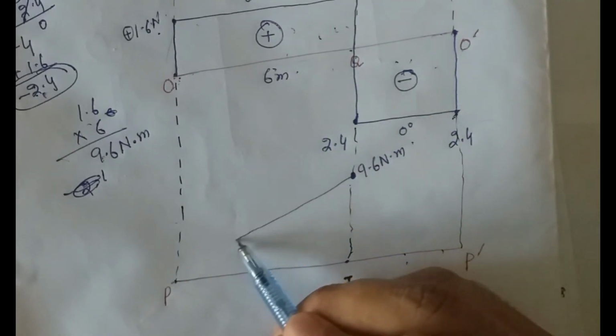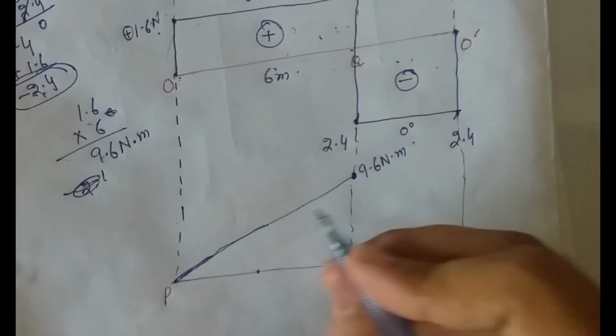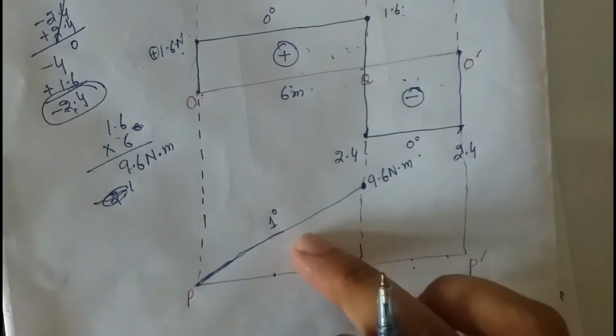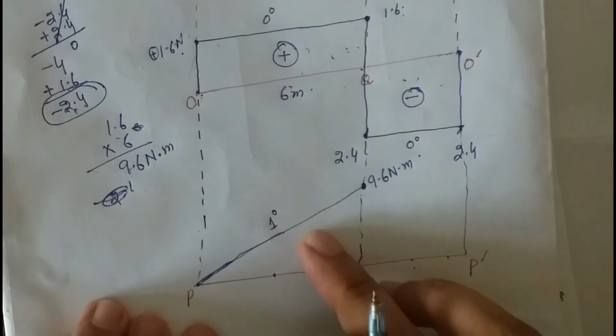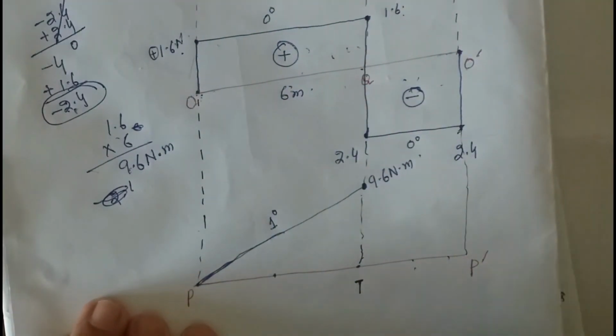So we will join it with the help of a straight line, and the straight line shows that this line is up 1 degree, and this drawing justifies that this is 1 degree greater than the shear force diagram.